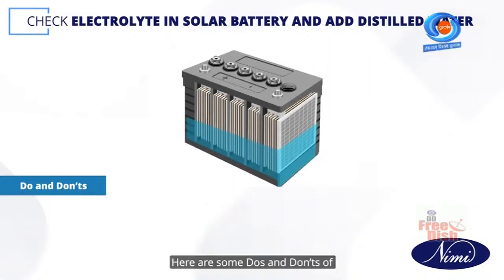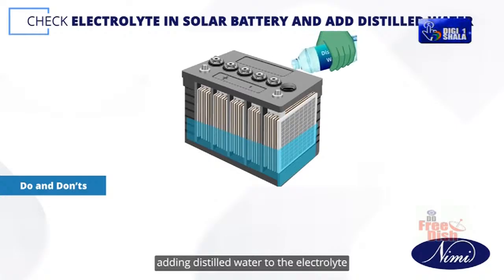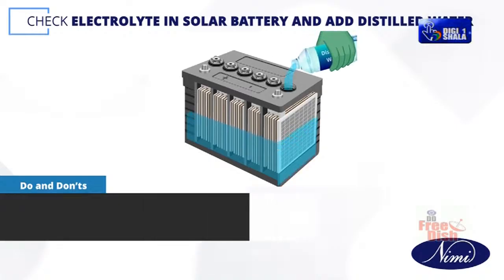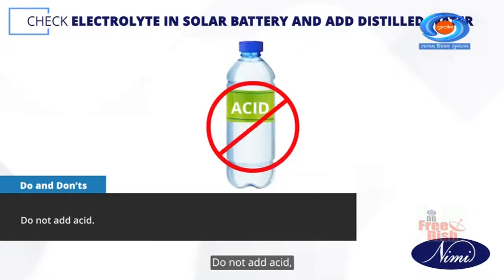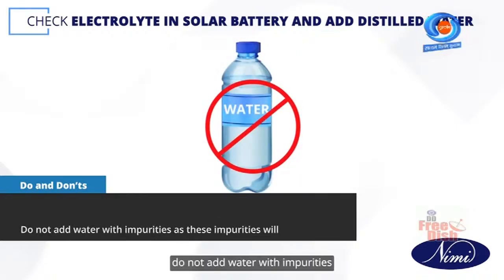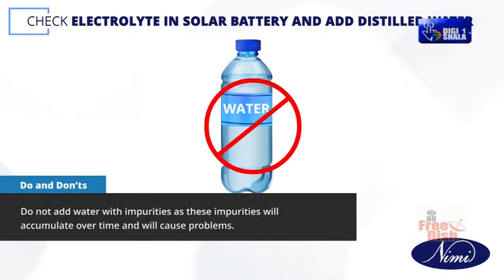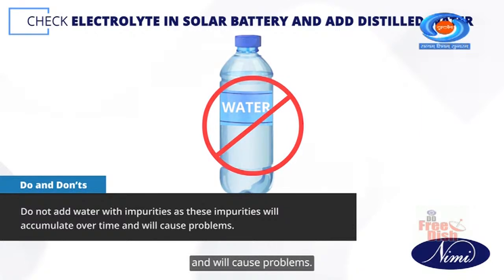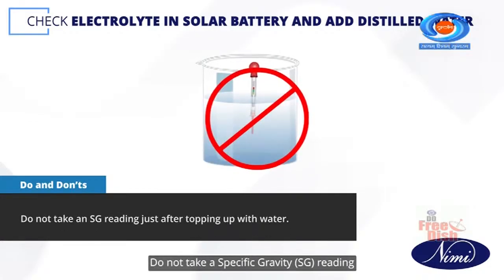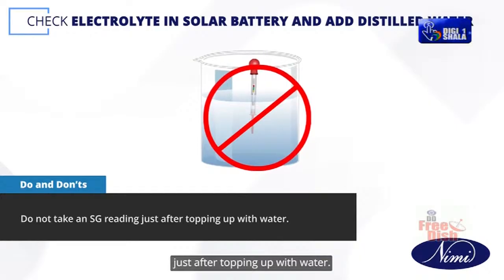Here are some do's and don'ts of adding distilled water to the electrolyte. Only add distilled water to the electrolyte. Do not add acid. Do not add water with impurities, as these impurities will accumulate over time and will cause problems. Do not take a specific gravity (SG) reading just after topping up with water.